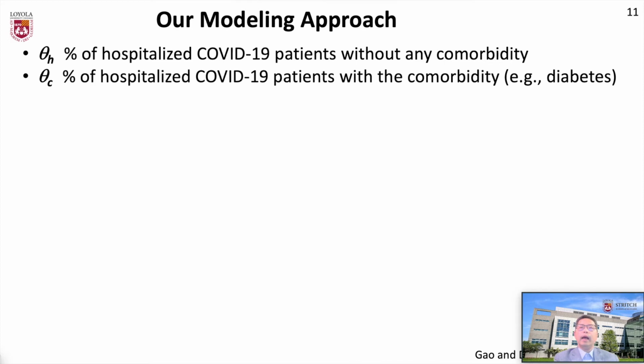Okay, I promise we're almost done with those notations. We just need two more parameters, theta H and theta C. Theta H represents the expected prevalence of hospitalized COVID patients without any comorbidity, and theta C represents the expected percentage of hospitalized COVID patients with the comorbidity of interest, for example, diabetes.